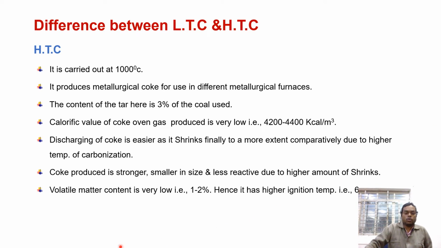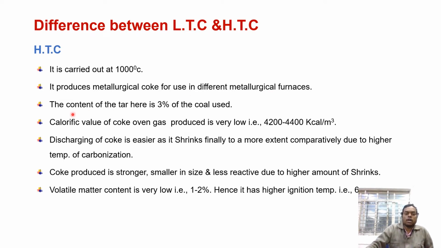Next, we will go to high temperature carbonization. So what is high temperature carbonization? The carbonization process which is carried out at 1000 degrees centigrade is called high temperature carbonization. And what are the most important aspects of this high temperature carbonization? It produces metallurgical coke for use in different metallurgical furnaces. The coke that is used in the furnaces is produced by using this high temperature carbonization process.